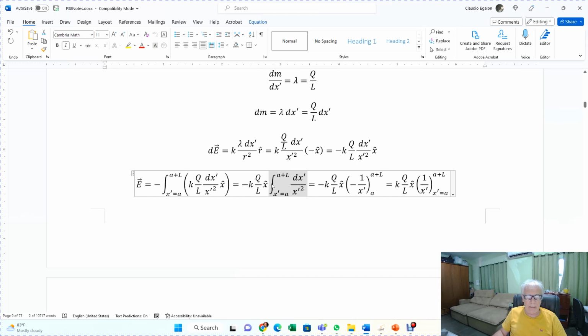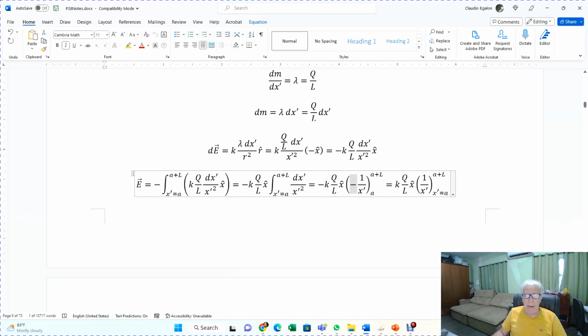Okay, this integral here is equal to minus 1 divided by x prime. The minus 1 must be here because the power of x prime is minus 1. So when we differentiate to get what you see here, we have to put this negative sign. The limits are from a to a plus L.